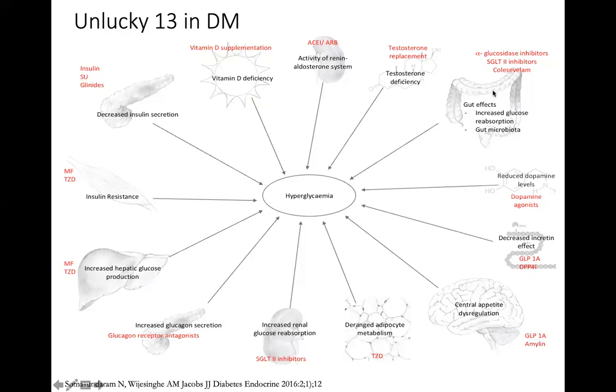Then we have the gut, increasing glucose reabsorption, and the role of gut microbiota is also being spoken about now. And alpha glucosidase inhibitors decrease the glucose absorption from the gut. SGLT2 inhibitors, some of them now we don't have them, but in trial, SGLT2 inhibitors that impair the glucose reabsorption are there.